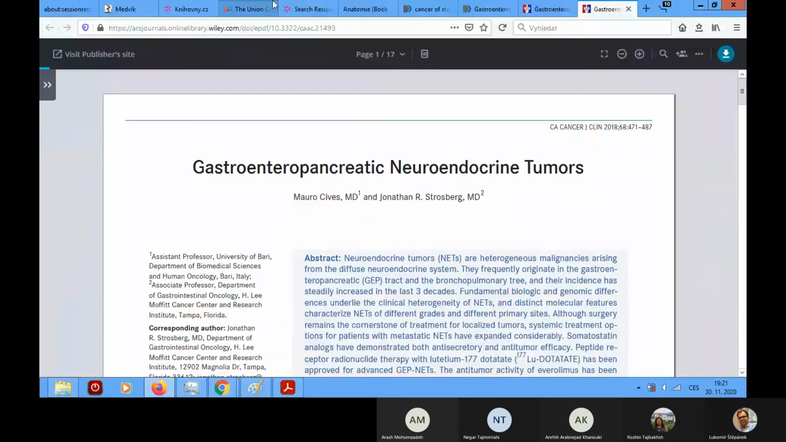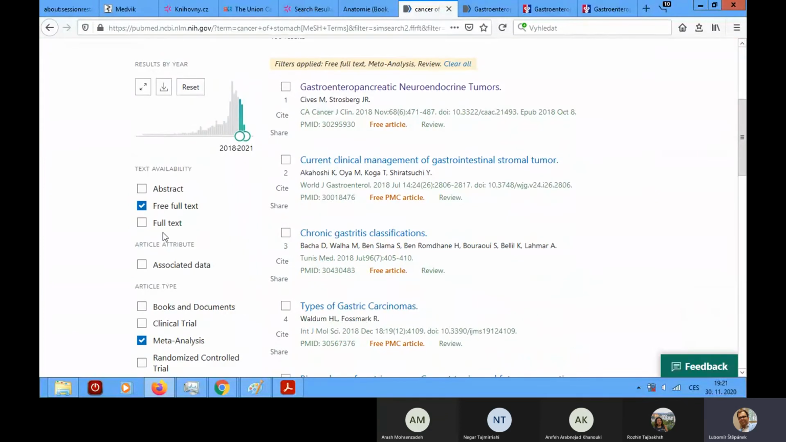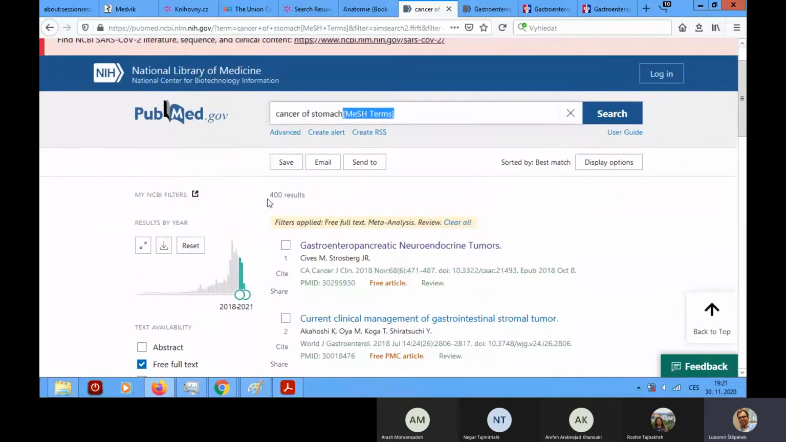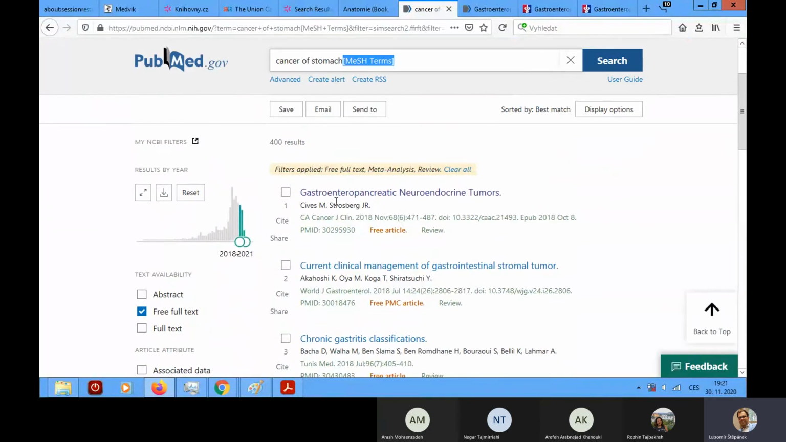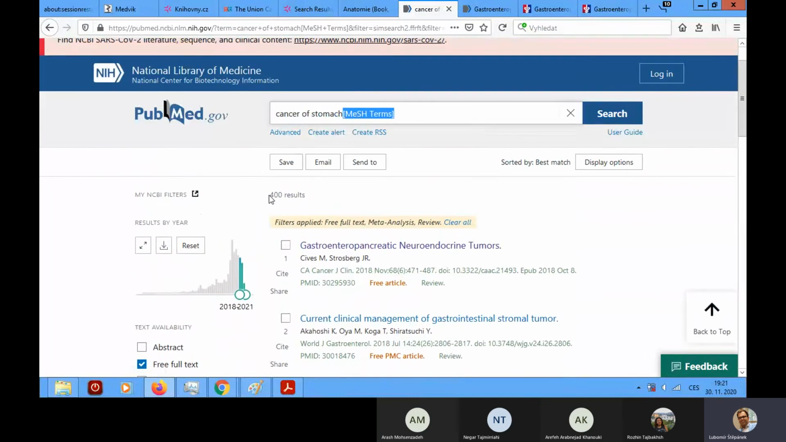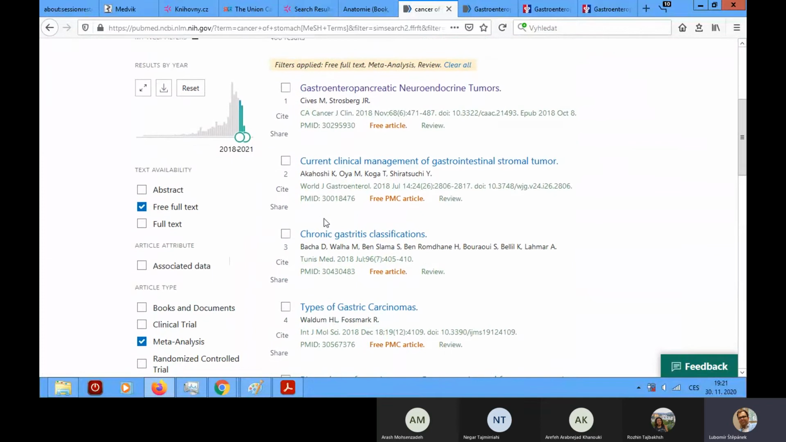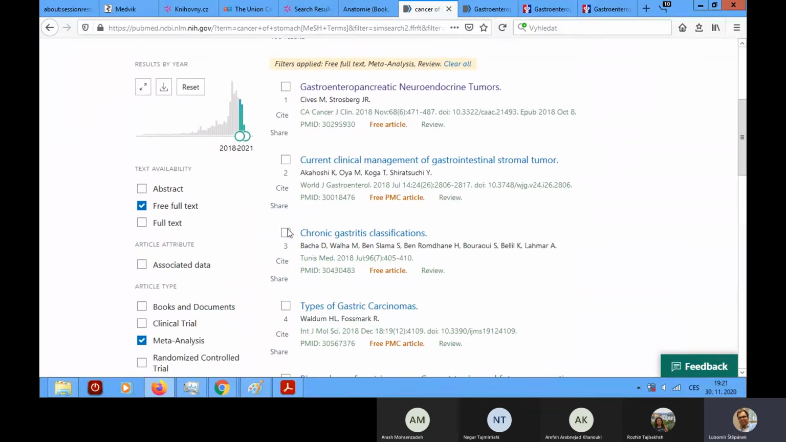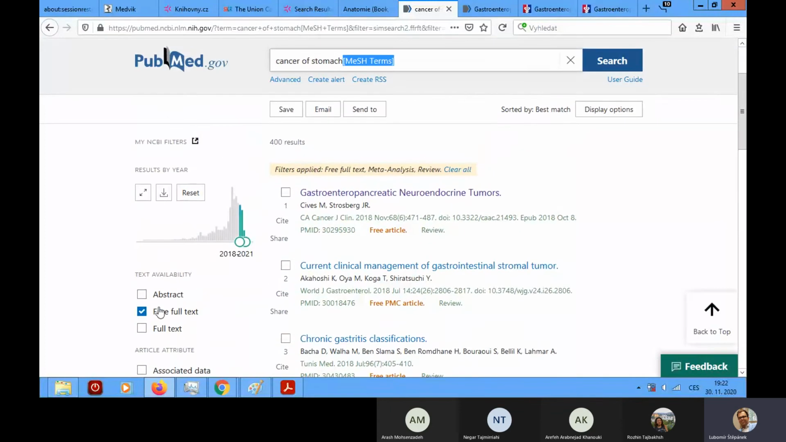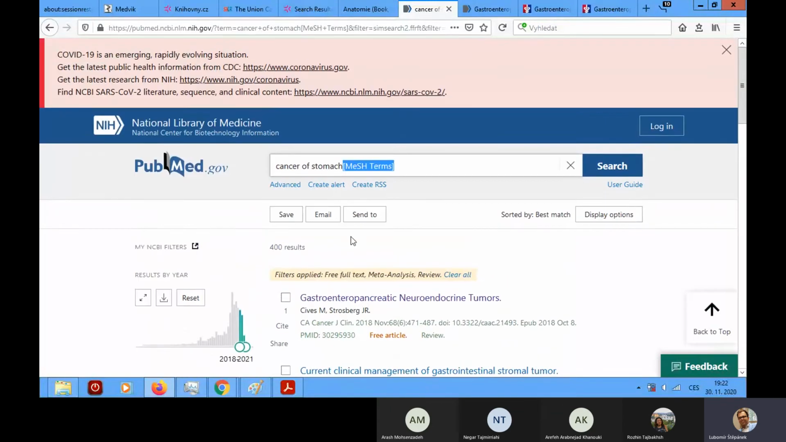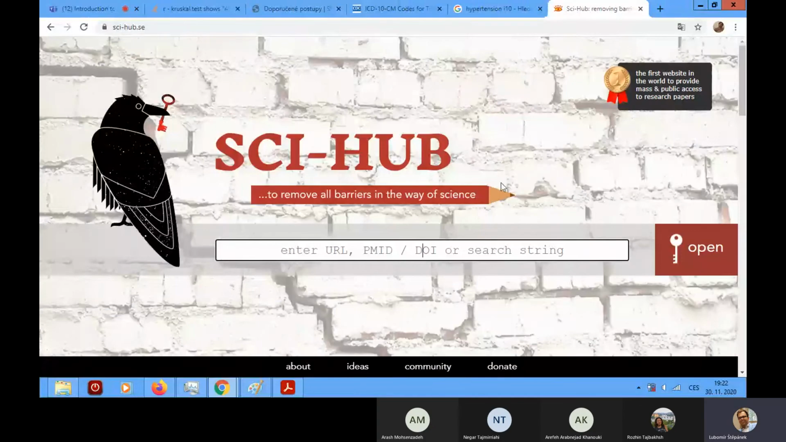I showed you how to get, for example, the free full text. But the number of free full text papers is very limited. There are dozens of thousands of results which do not include free full text. So you are not able to get these full text papers without any commissions. But maybe it would work without any commissions using Sci-Hub.